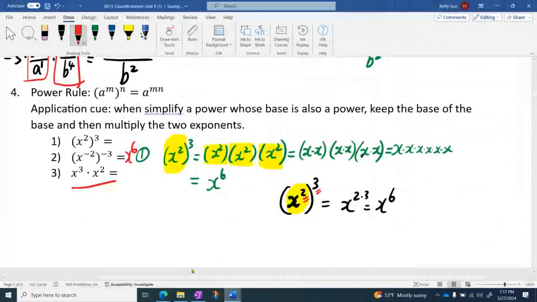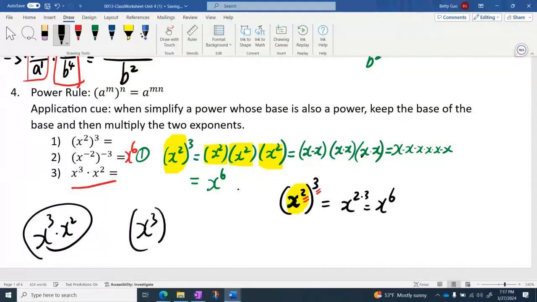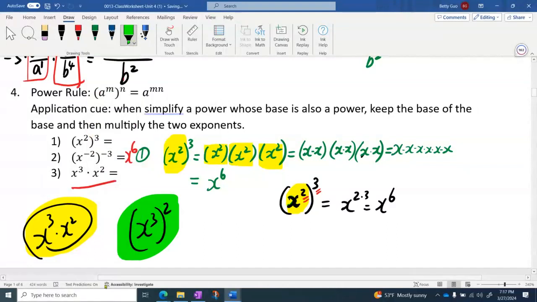Very good. The reason I put this question here is because it is a common mistake. People confuse the product rule with the power rule. It happens all the time. They don't know when to add the exponents and when to multiply the exponents. So x cubed times x squared, and x cubed to the power 2. Let me highlight them, okay? I highlight this yellow and this green, just for convenience of reference.